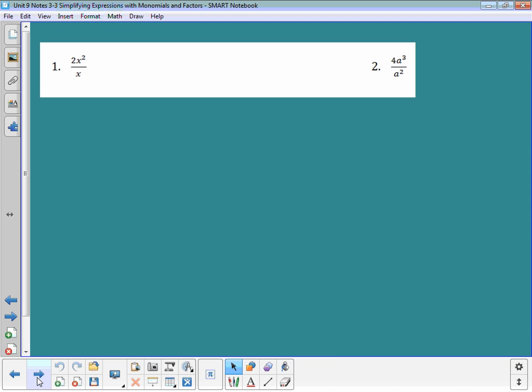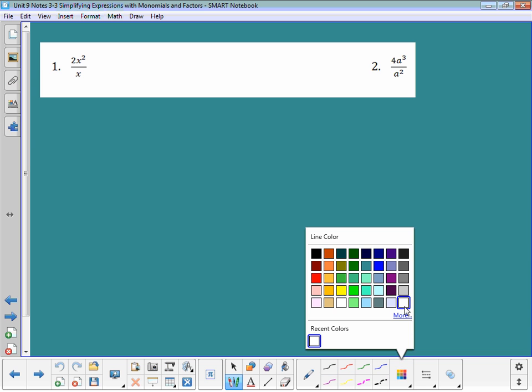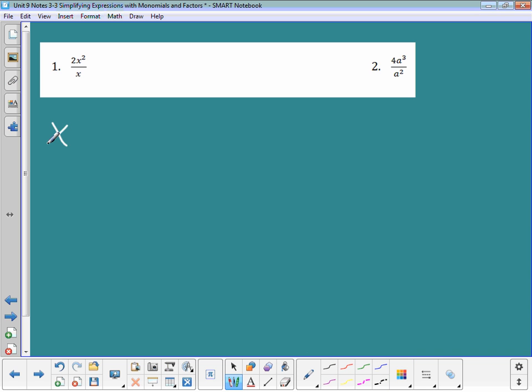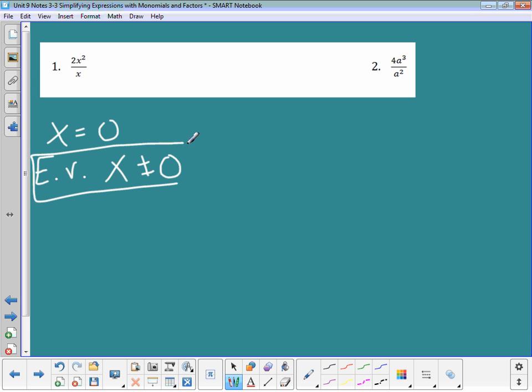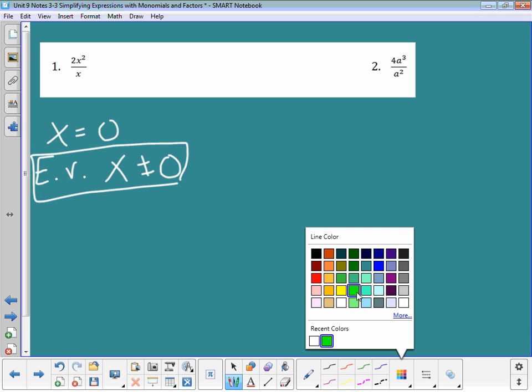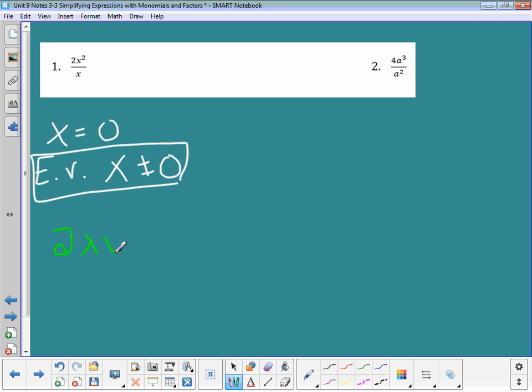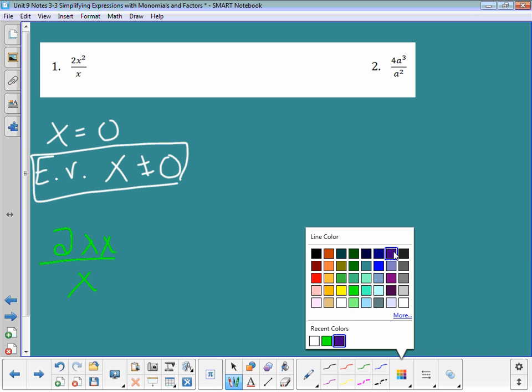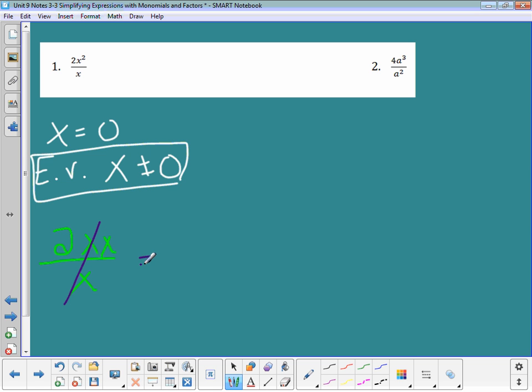So let's go ahead, and first thing I want to do for number 1 is I want to calculate out the excluded value. So I'm going to set the denominator equal to 0. Well, that's really easy. So my excluded value is that x cannot be 0. Okay, so that's step number 1. Now we have to go through and we have to simplify it. So I'm just going to write it out like this. So I have a 2 on the top, and then I have 2 x's. Then on the bottom, I have an x. So I'm going to cancel out those overlaps. So then I'm just left with 2x. So this is my simplified form.